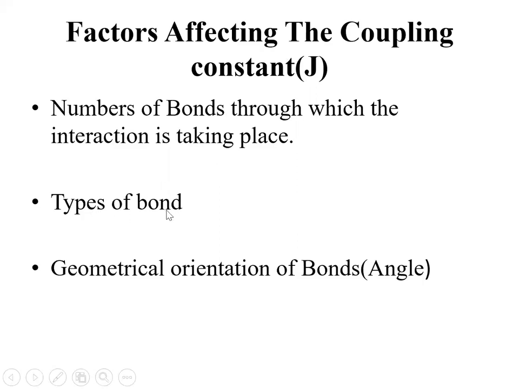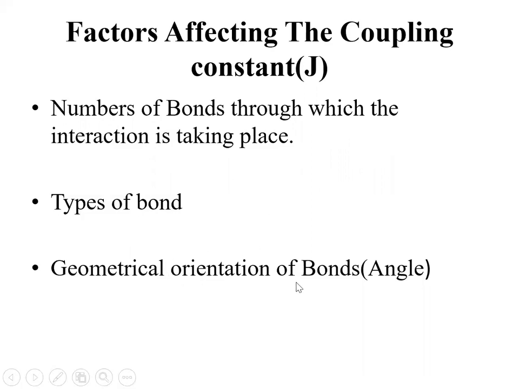The second is the type of bonds. Which type of bonds are present in the molecule? Suppose a compound containing only sigma bonds, the value of J will be different. If we go from single to double bonds and triple bonds, then correspondingly the value of J will also change, because as we go from sigma to double and triple bonds, the bond angle is also continuously changing. So the value of J also changes.